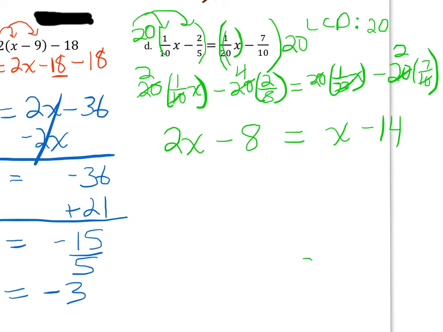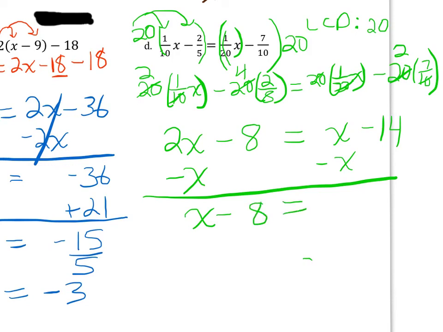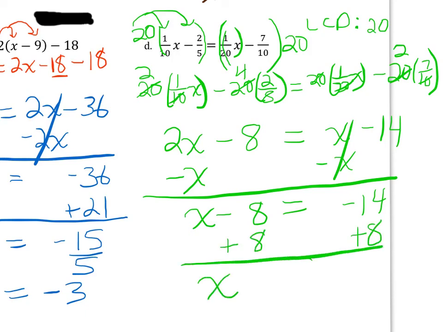I'm going to say that I want my x's on my left-hand side, so I'm going to subtract x since this is positive. Got to do the opposite. And so I get x minus 8 equals, those x's cancel, and I have a negative 14. And then last but not least, I want to add 8 to both sides. And we end up with x equaling negative 6. All right, and this concludes our video on a general strategy to solving linear equations.